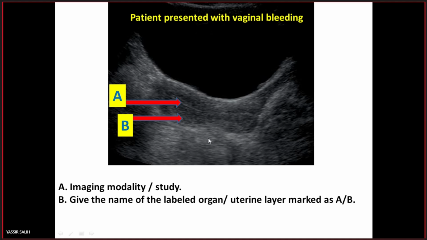Give the name of the labeled organ. If we say organ, we mean just the organ. Endometrium? Uterus. The organ is the uterus. But if we ask about the uterine layers, is it endometrium or myometrium? Myometrium. Yes, this is B. And A is the endometrium.